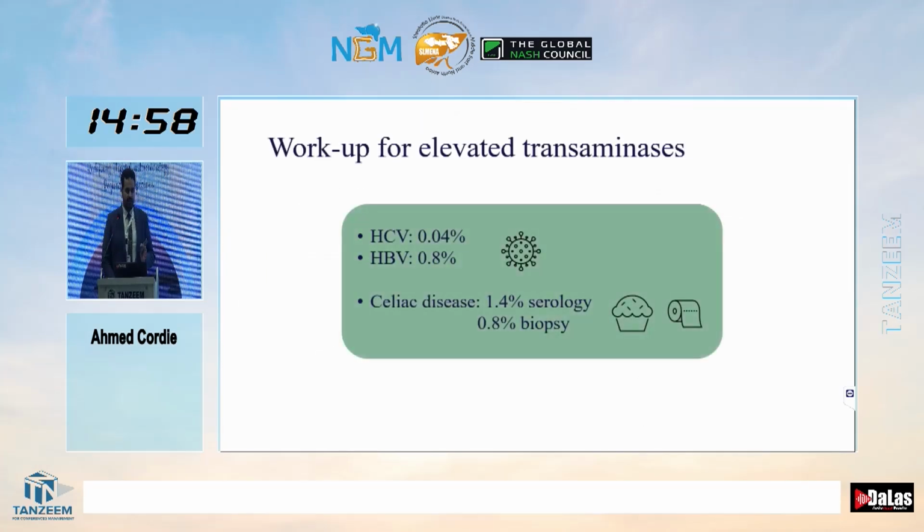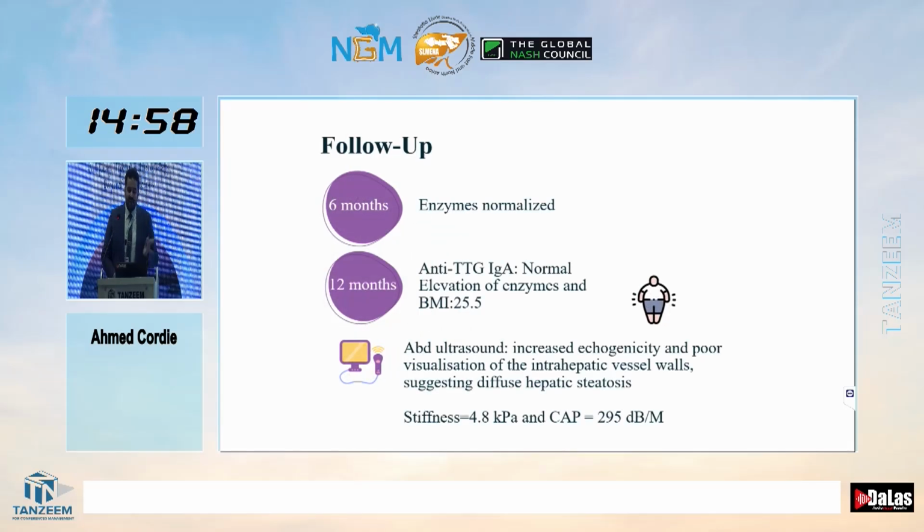So we need to keep in mind, if you are doing a workup for elevated transaminases, it is mandatory to screen for hepatitis C, which has a prevalence of 0.04% nowadays, and for hepatitis B, which has a prevalence of 0.8% nowadays. Celiac disease has a prevalence in the general population of 1.4% according to serology, and 0.8% according to duodenal biopsies.